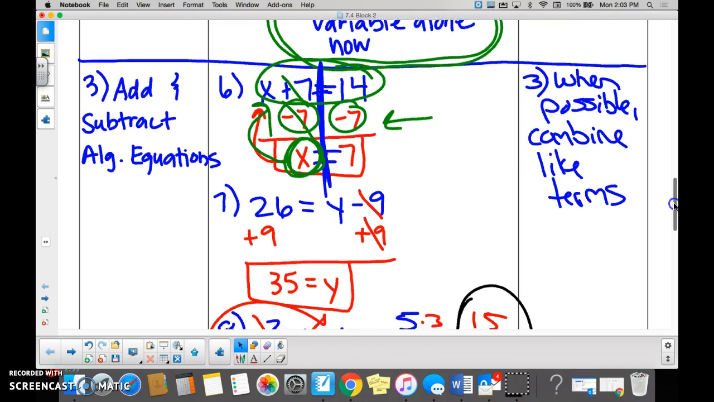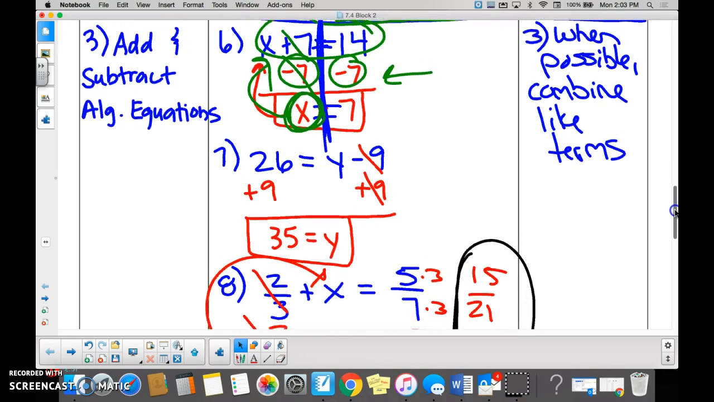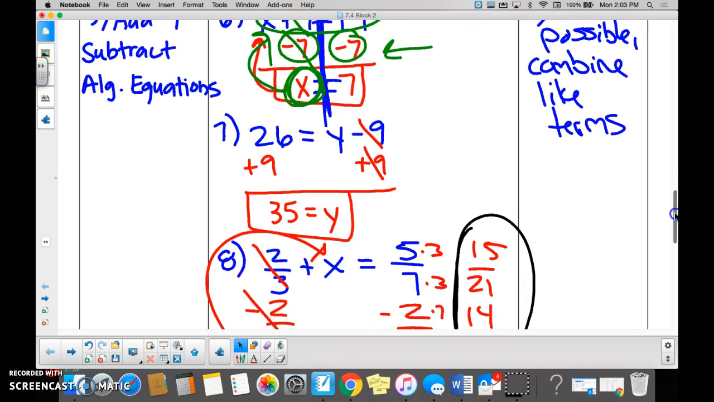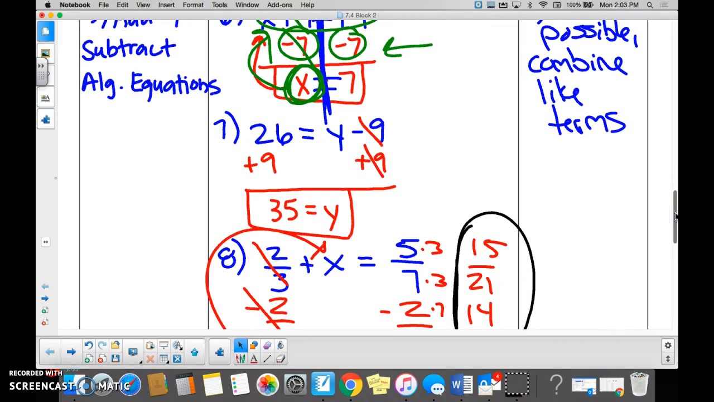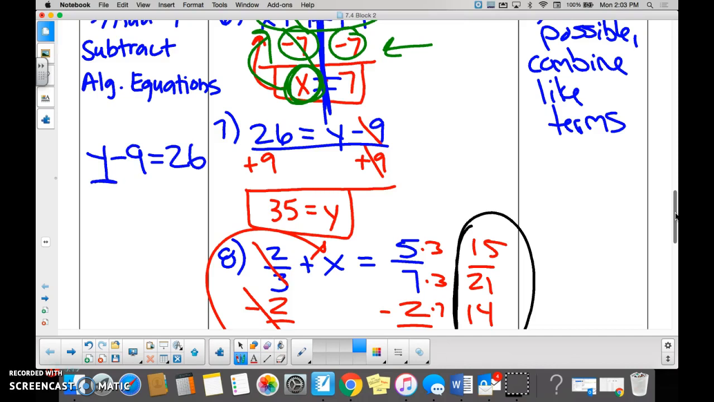Number 7 is the same type of problem. It's just that we threw the variable on the other side of the equal sign. Is that okay? Yeah. Sure. Some of you might be more comfortable with taking this equation, 26 equals y minus 9, and rewriting it as y minus 9 equals 26. I know a lot of kids in my pre-algebra class like to rewrite it because they like having the variable on the left side. We solved it by not rewriting it, but it's totally up to you.